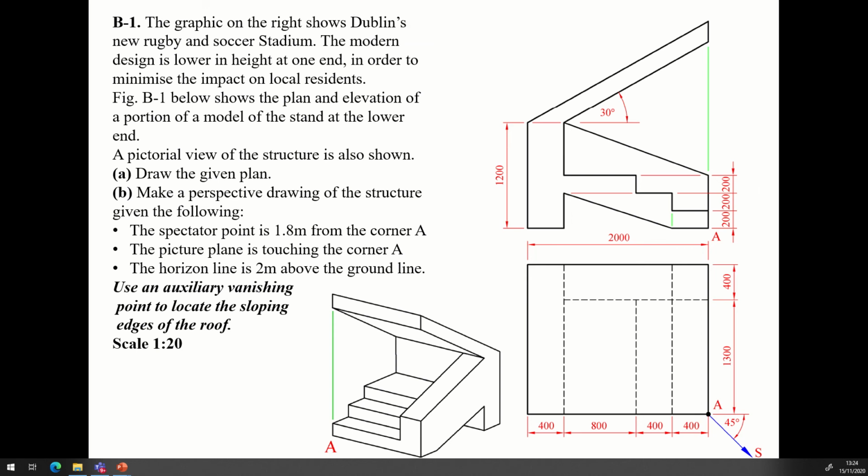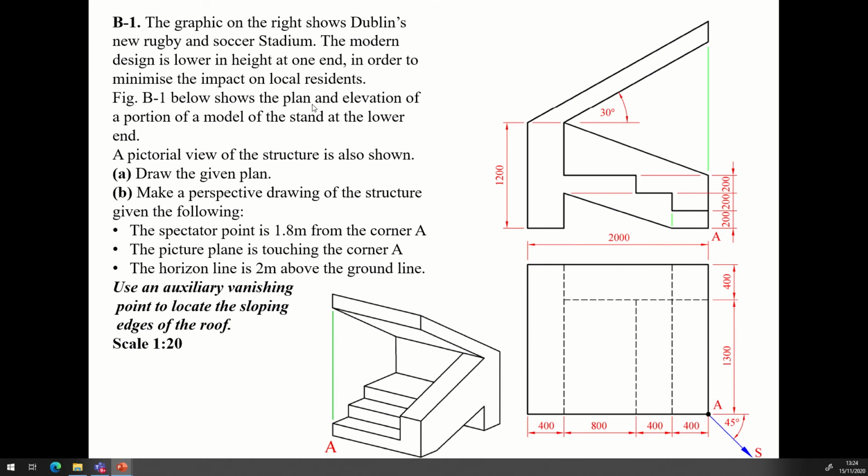Hi all. In this video we're going to look at the 2010 Section B Question 1 higher level question. As you can see here, the graphic on the right shows Dublin's new rugby and soccer stadium. So this is just a 3D preview of it. The modern design is lower in height at one end in order to minimize the impact on local residents. So that's just showing the slope here, like so.